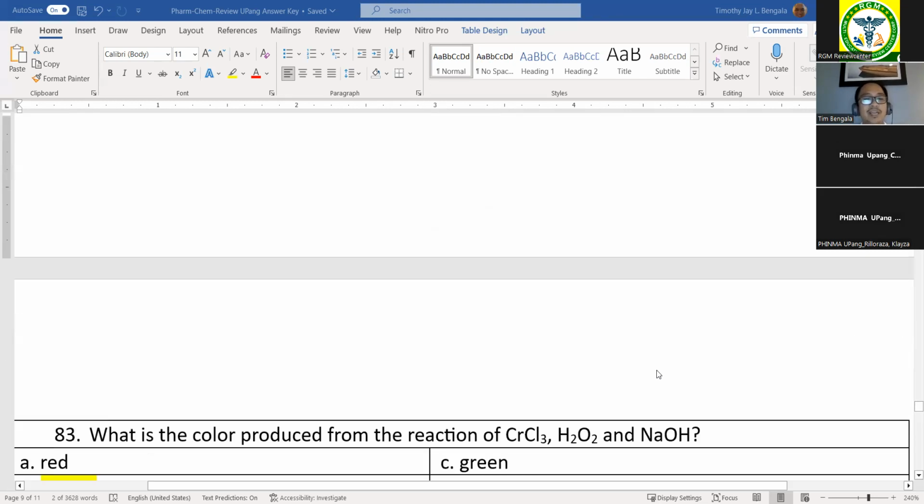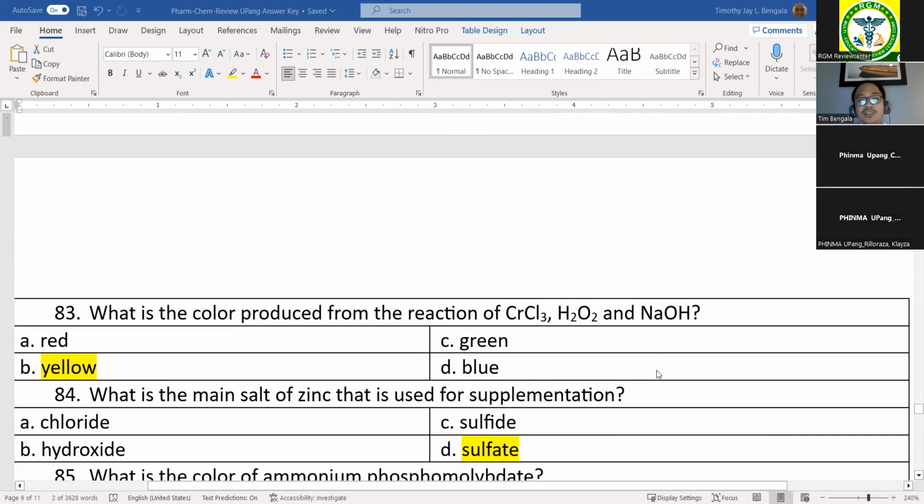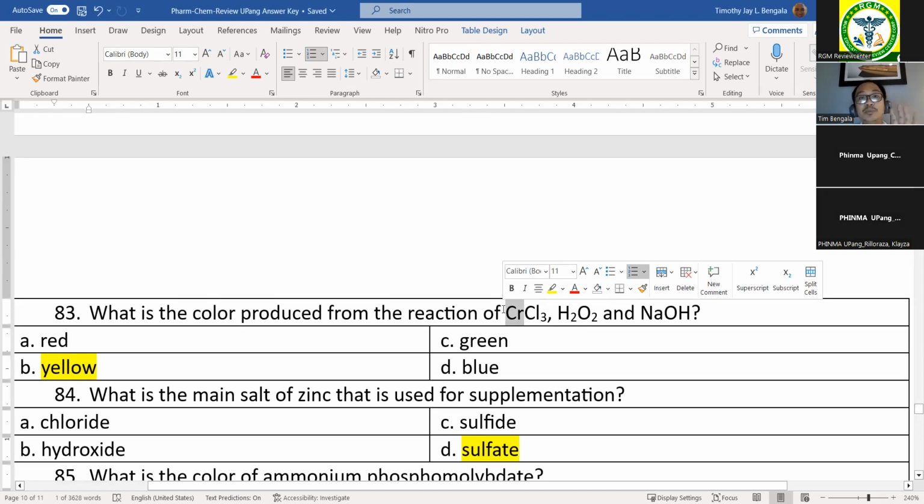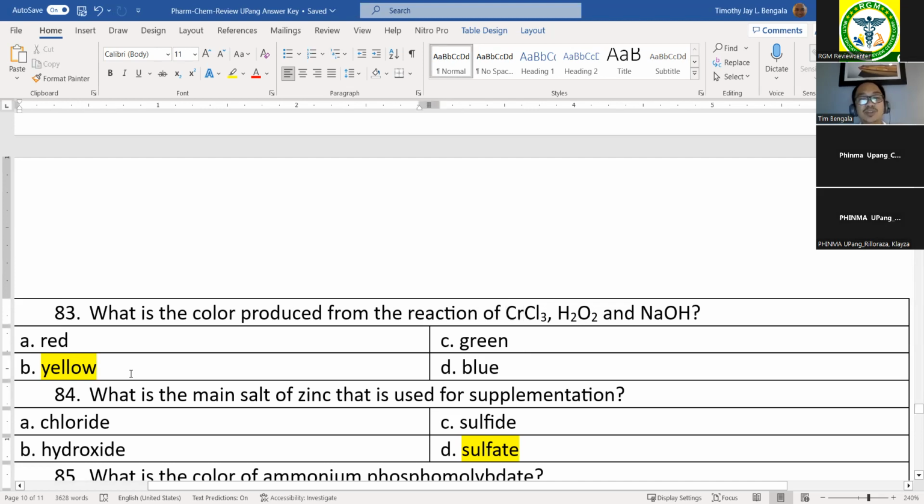Okay. So number 83, what is the color produced from this one? So we have chromium 3, hydrogen peroxide, and sodium hydroxide. So hopefully you recall na of these three, ito lang yung merong kulay, yung chromium chloride lang. So chromium lang may kulay. Yung chromium 3, kulay green. Pero yung chromium 6, yung dichromate at chromate, yung kulay yellow. Okay? So 83, letter B.